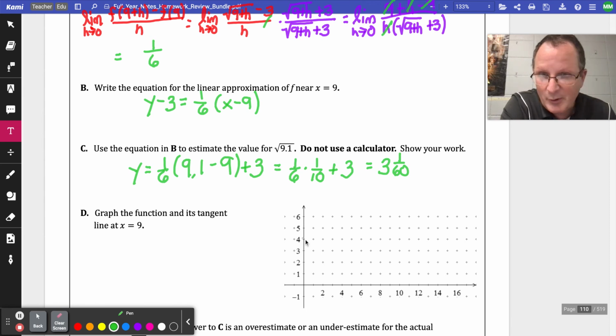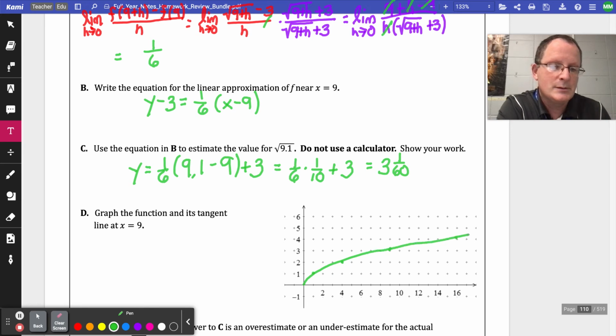If I'm graphing the square root of x, then when x is 1, y is 1. When x is 4, y is 2. I'm just taking the square root. When x is 9, y is 3. When x is 16, y is 4. Nice graph. And so that looks a little something like this. Hey, that's pretty good.